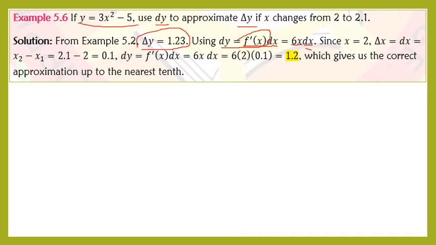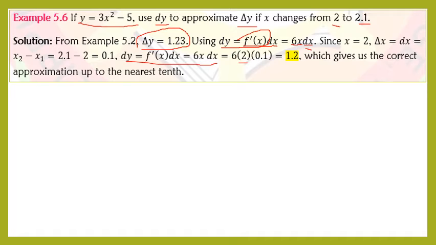Since ang x natin is equal to 2, and then delta x natin is equal to dx man, diba? Which is, ang delta x is x sub 2 minus x sub 1 man. So, ang x sub 2 natin dito is 2.1, kasi changes from 2 to 2.1 man, from x sub 1 to x sub 2. Okay. 2.1 minus 2, which is equal to 0.1. So, ang dy natin class is magiging 6 times 2, okay, times 0.1.